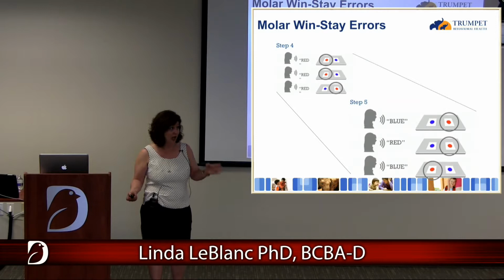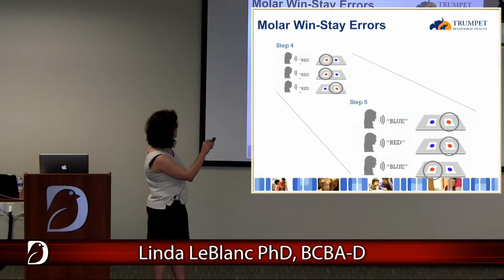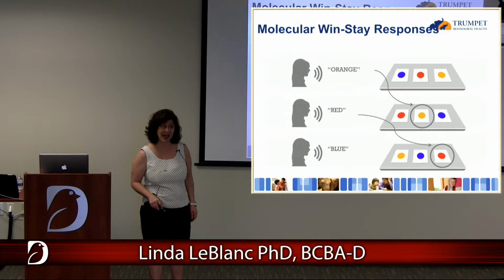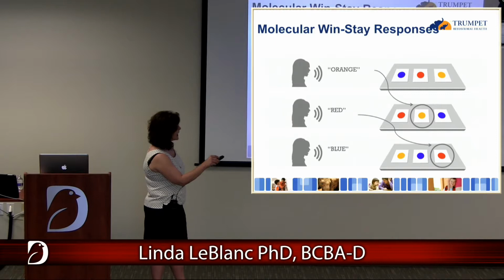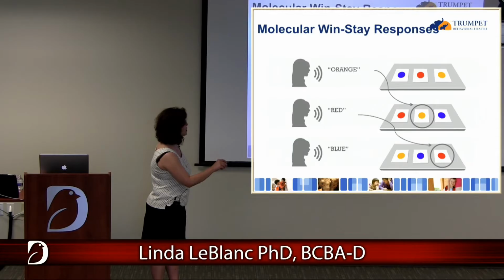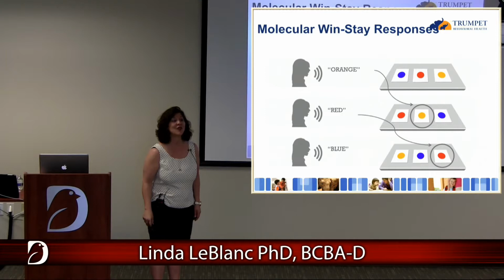So this is what we call a molar win stay. So do the response that was reinforced in the last step. This is what's called a molecular win stay, and it can be even stickier. So I say orange, and you pick orange, and you get it right. So now on the next trial, no matter what I say, you know what you're gonna pick? Orange. But I error correct you to red, because I said red. So you know what you're gonna pick on the next one? Red. Do what just worked.